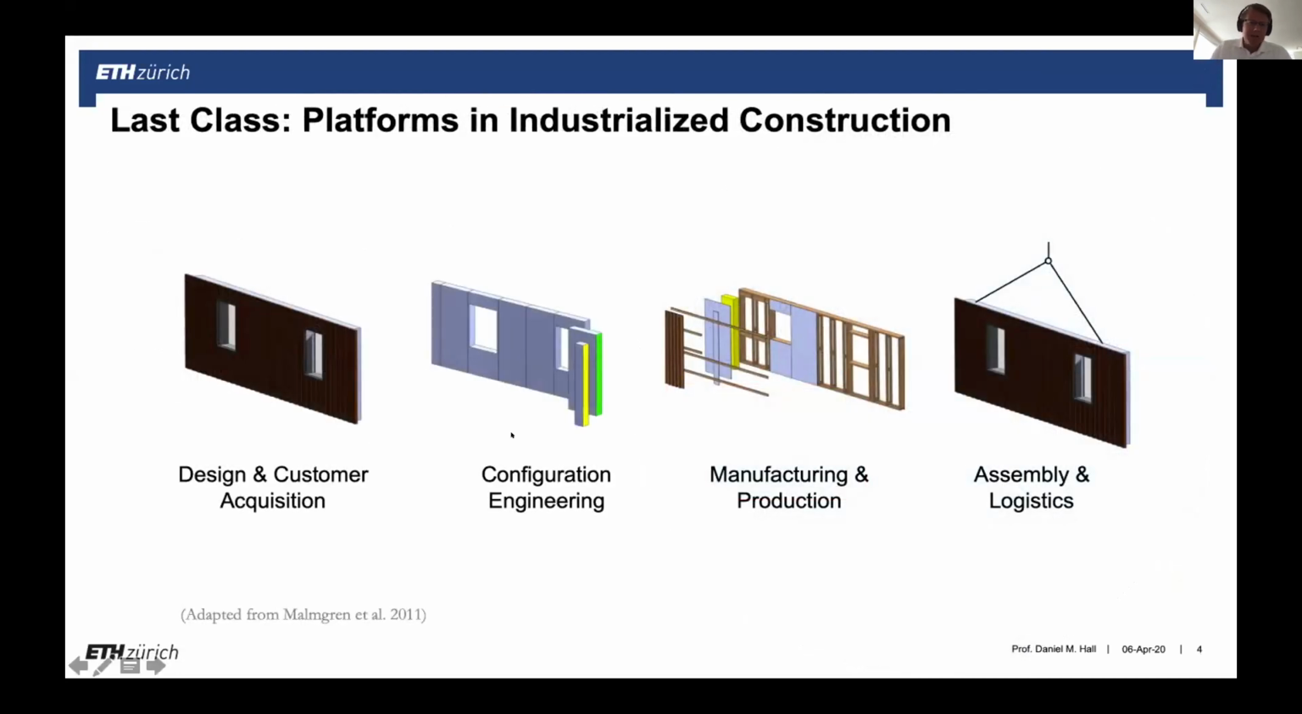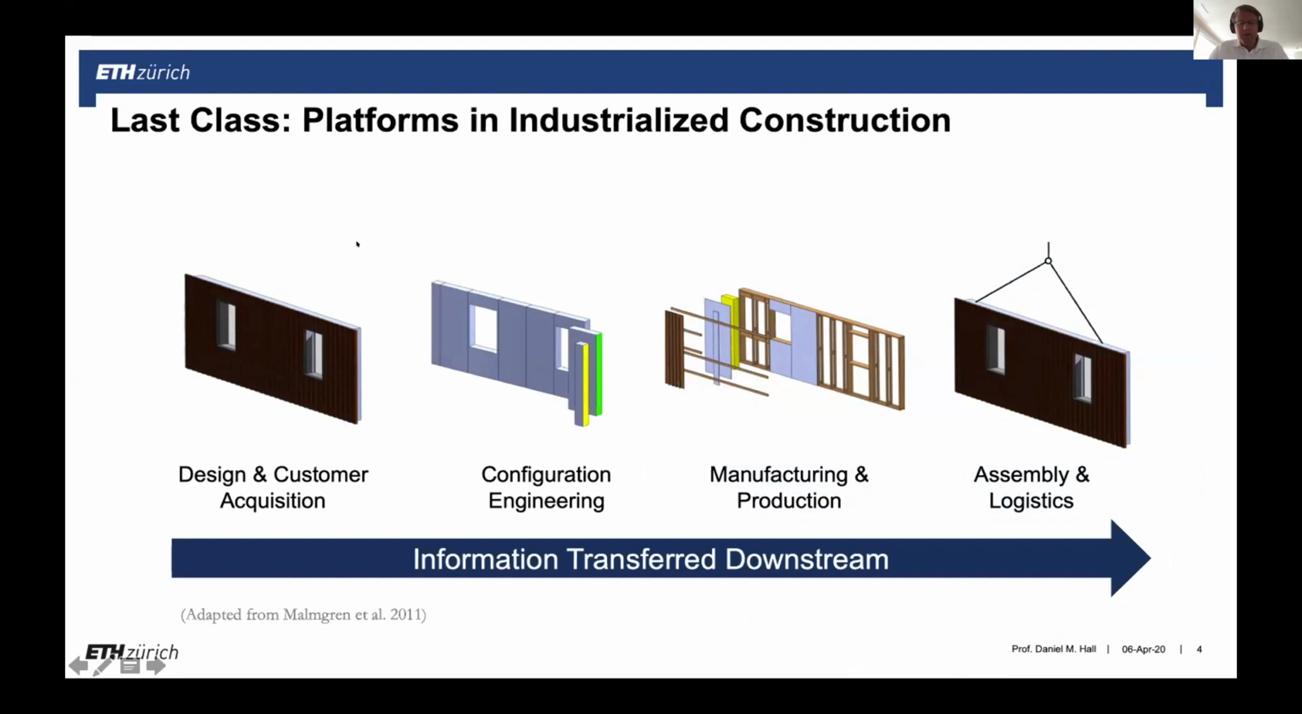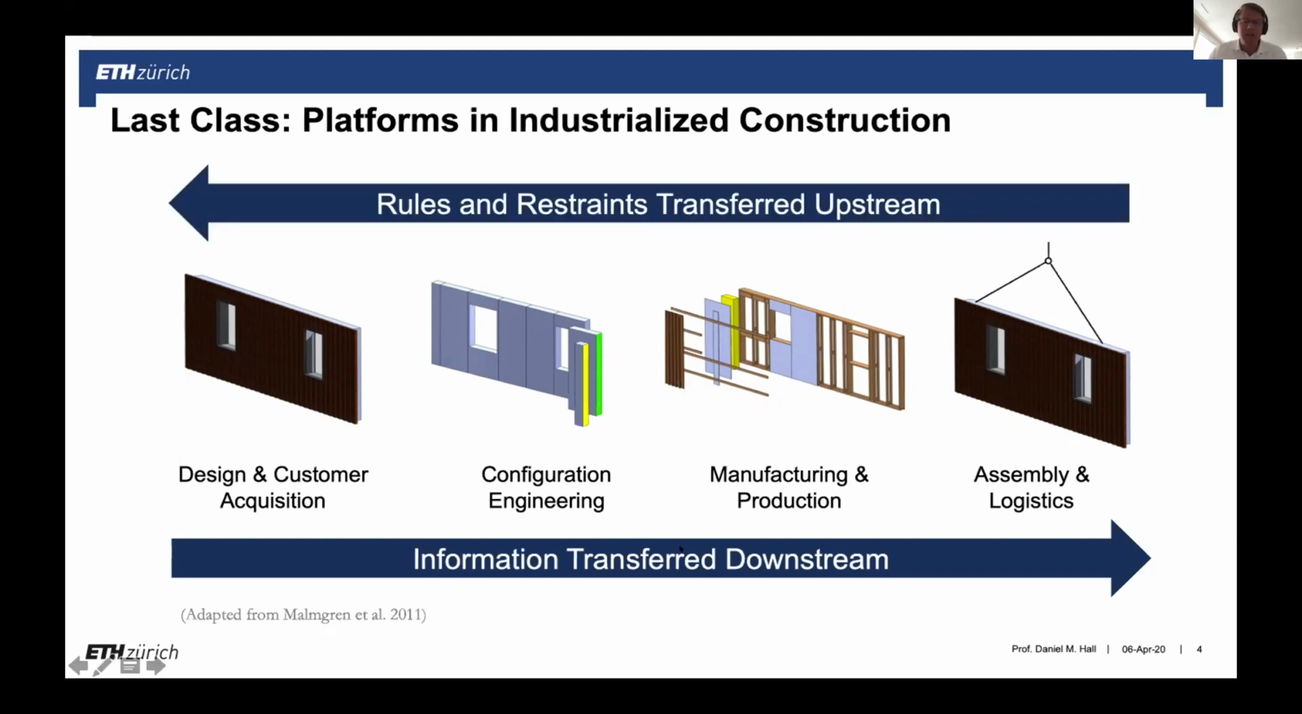And if you remember last class, we talked about the idea of platforms in industrialized construction. And I introduced the idea here that we do have information that transfers from design and customer acquisition to configuration engineering to manufacturing, production, and assembly and logistics. But what the real interesting opportunity is for platforms in industrialized construction is to be able to transfer that information upstream. So you can go from assembly and logistics and embed that information into the rules as rules and restraints earlier in the process. And we're going to talk a lot more about what that might practically look like in today's class.